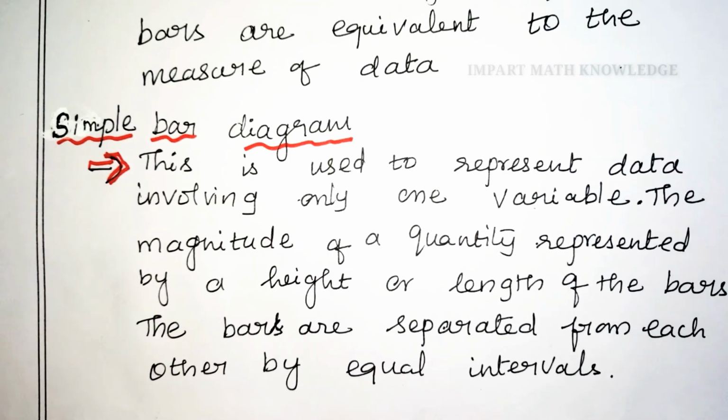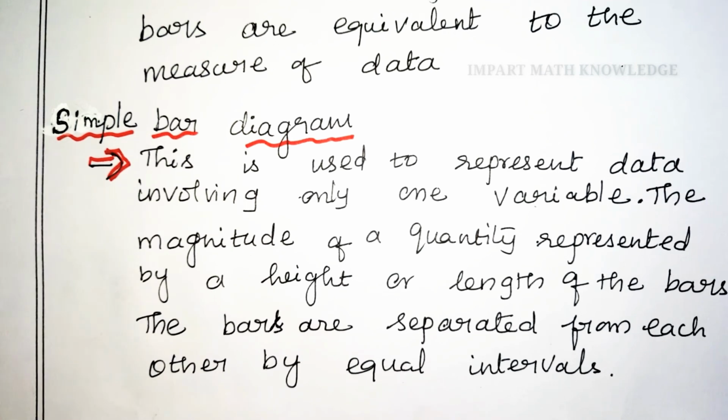Bar diagrams are of different types. The first one is the simple bar diagram. This is used to represent data involving only one variable, for example, the food grain production for different years. The magnitude of a quantity is represented by the height or length of bars. The bars are separated from each other by equal intervals.